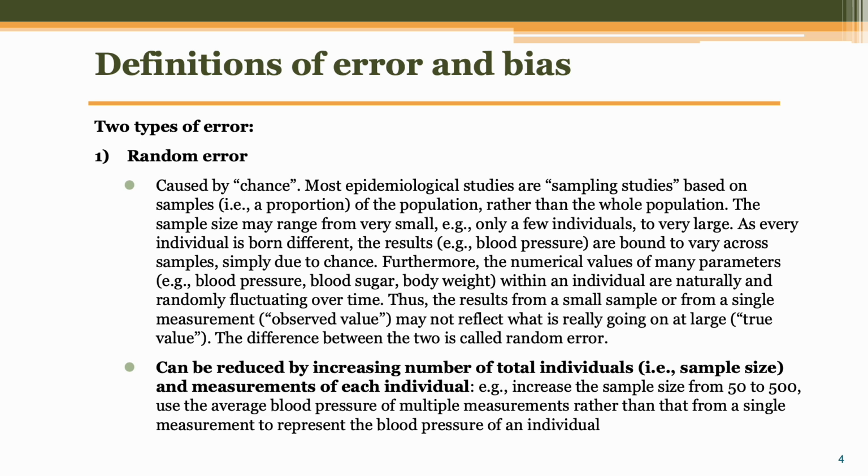Furthermore, the numerical values of many parameters within an individual, such as blood pressure, blood sugar, and body weight, are naturally and randomly fluctuating over time. Thus, the result from a small sample or from a single measurement may not reflect what is really going on at large. The difference between the two is called random error. Random error can be reduced by increasing the number of total individuals and measurements of each individual. For example, increase the sample size from 50 to 500 individuals and use the average blood pressure of multiple measurements rather than that from a single measurement to represent the blood pressure of an individual.